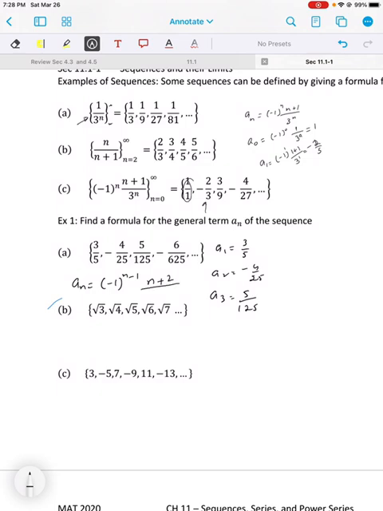And at the bottom, you can see these are powers of 5. So you can say 5 to the n. So that is your nth term or the general term for this first sequence. For the second sequence, you can easily see a1 is square root of 3, a2 is square root of 4, and so on. So that gives us the idea that a sub n is square root of n plus 2.